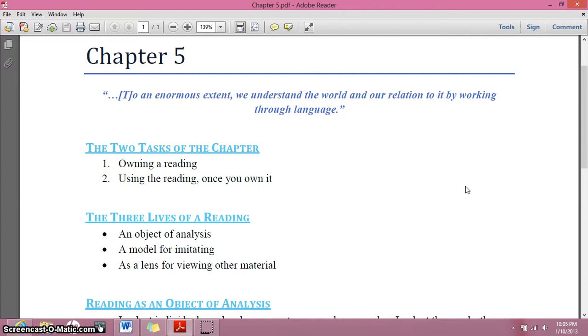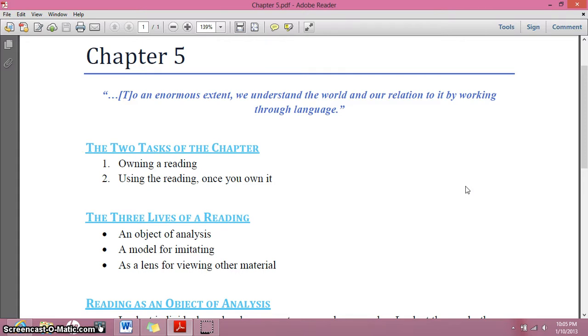So the two tasks of this chapter are to help you own a reading and then to help you use a reading once you own it. When the text says that you need to own a reading, that means you have to be able to understand it enough to sit down and have a conversation about it. That means you need to know more than just what the article or whatever the written text is about, but that you have to understand the ideas well enough to be able to discuss it. Okay? And then once you own that reading, you should be able to use it. So those are two very different steps.